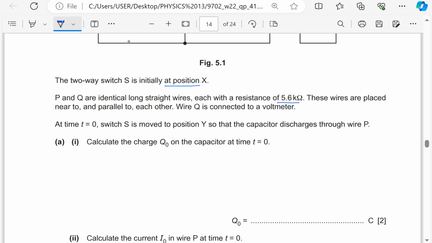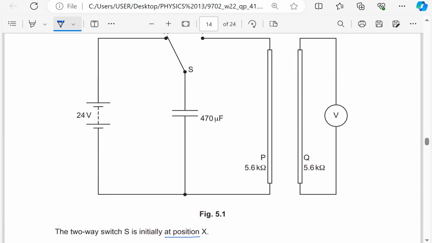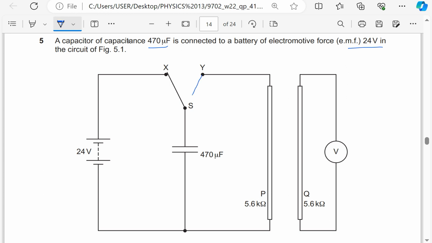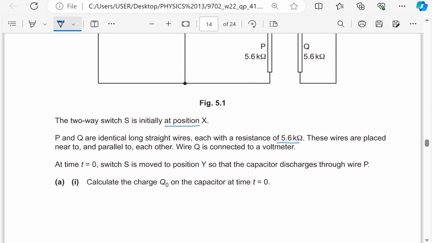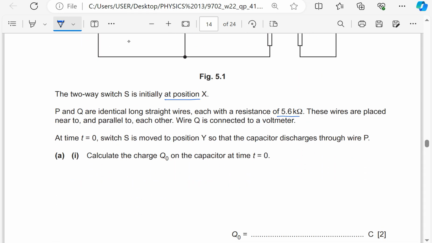At t equals 0, switch S is moved to position Y. Of course, when we move the switch to position Y, the capacitor must discharge across P. Basically, the PD across P is going to start decreasing during discharge, which will cause a changing magnetic field, which is most likely going to cause an induced EMF around wire Q. The switch is moved to position Y so that the capacitor discharges through wire P, carrying the charge Q naught.